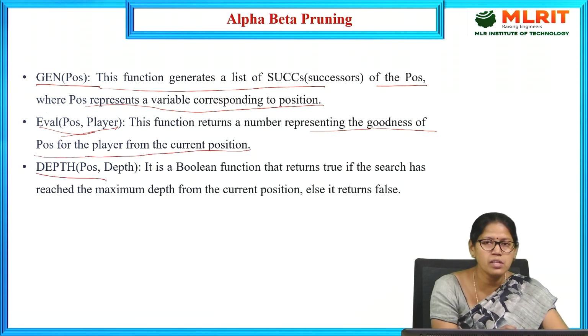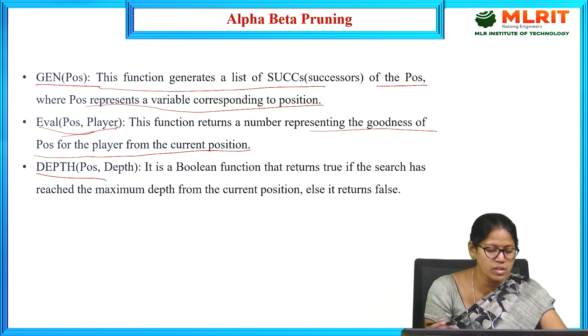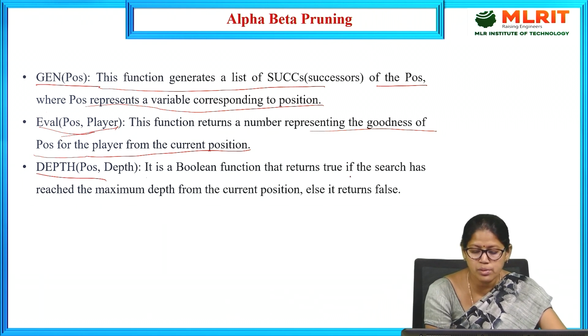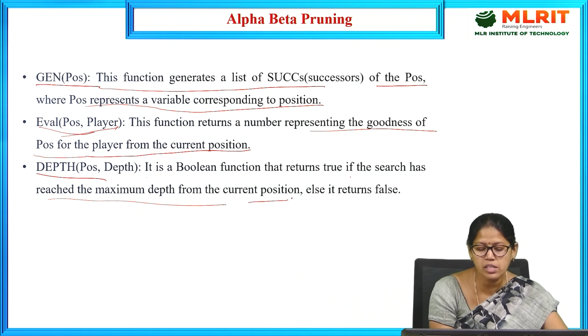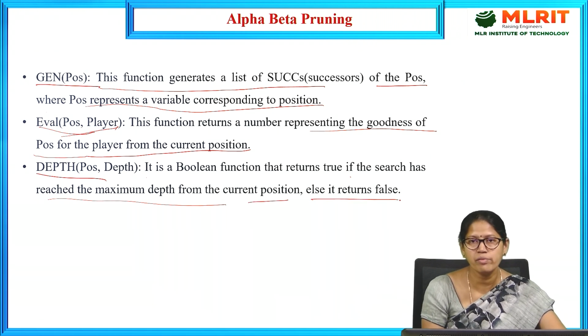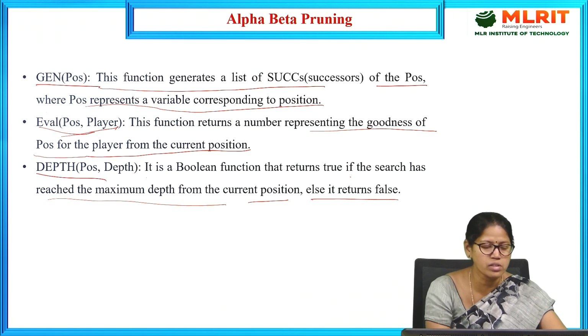Next, depth: at what depth they are playing. At 0 means root, or next d equal to 1, the next level. Like that it will evaluate. It is a boolean function that returns true if the search has reached the maximum depth from the current position, else it returns false. So these are the key terms used in the algorithm.